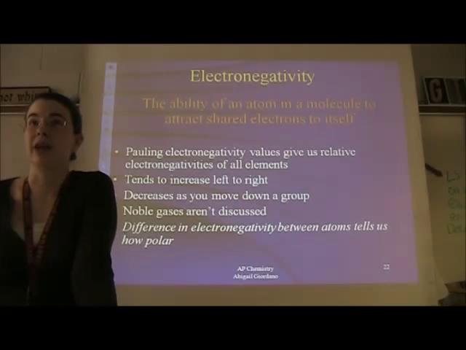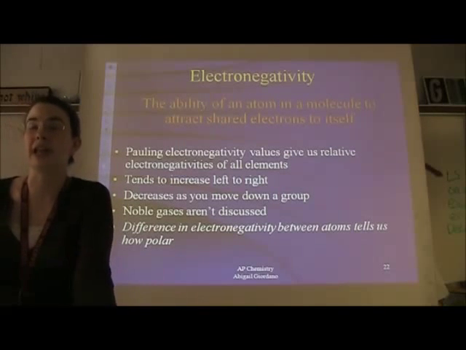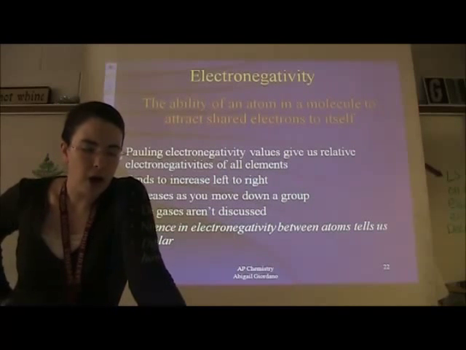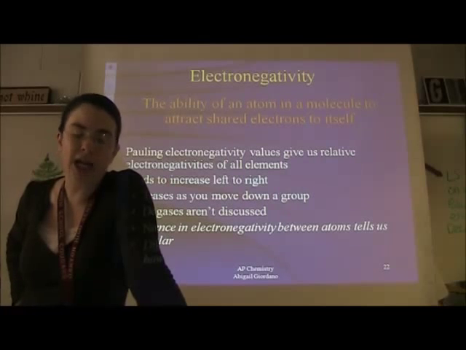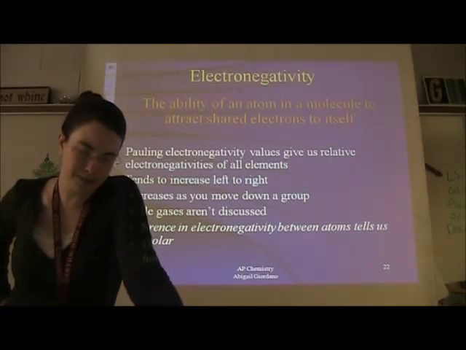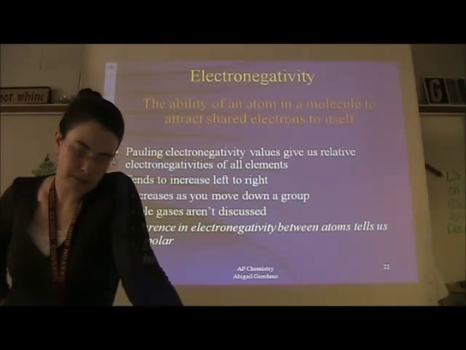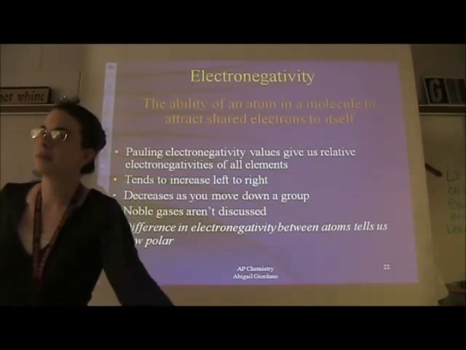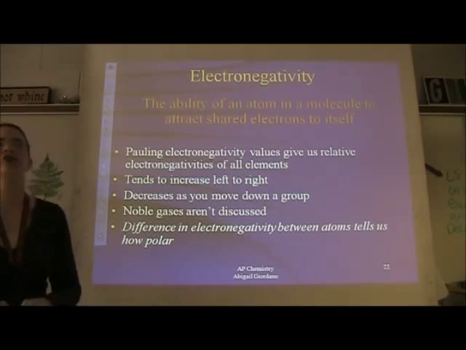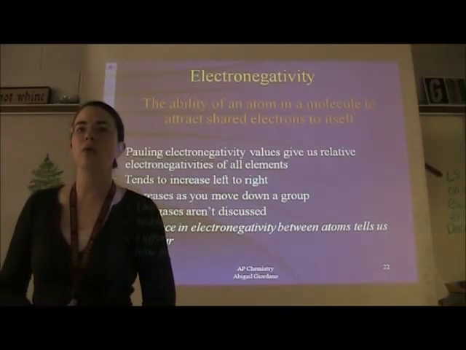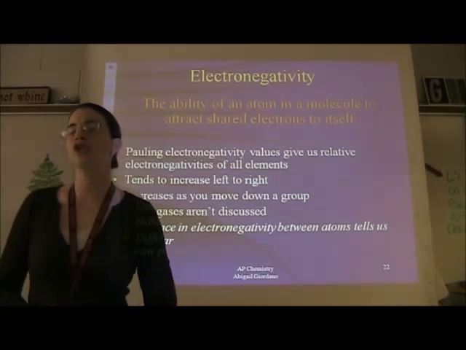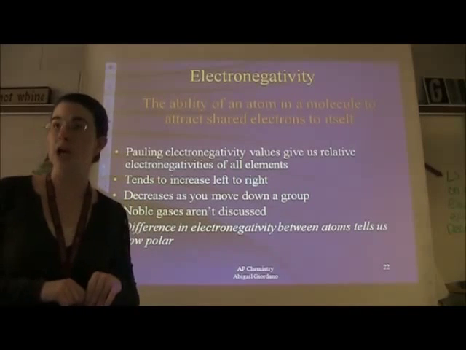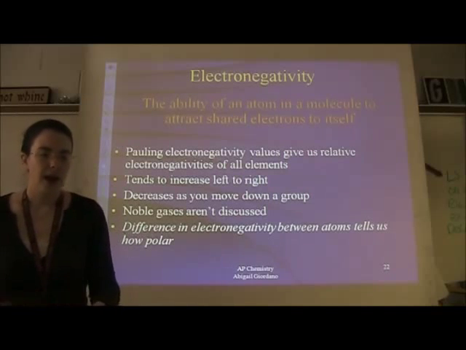Nonpolar. The electrons are being shared absolutely equally. How about the difference between nitrogen and oxygen? What's the number? 0.5. How about carbon and oxygen? One. So, which of those two bonds, NO or CO, they're both polar covalent, which one is more polar? CO.